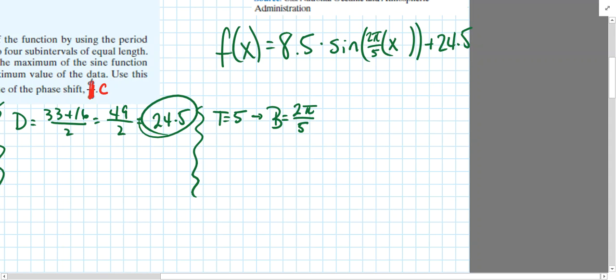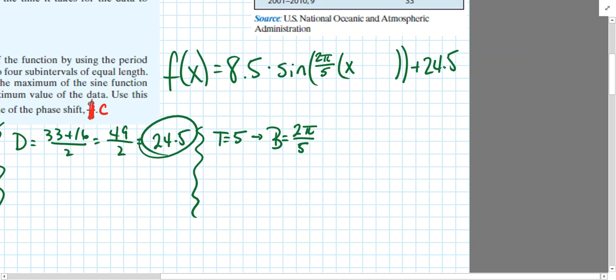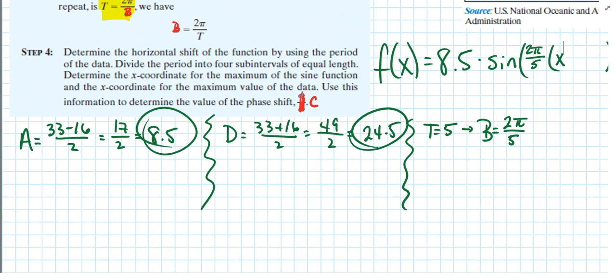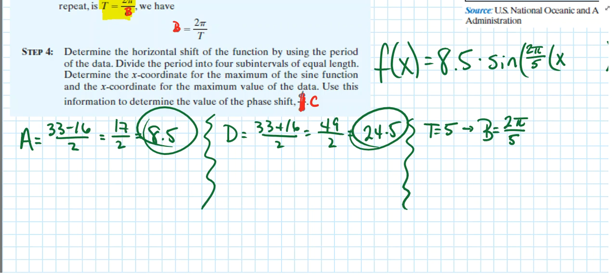This is getting a little bit tight, so I'm going to spread my ink out a little bit. Hopefully you left yourself enough room to write your own function. Okay, that's a little bit better. Now, the last component that we need is our c value, the horizontal shift. Now, if you ask me, I think we can simplify step 4 quite a bit. We don't need to divide a period into subintervals.